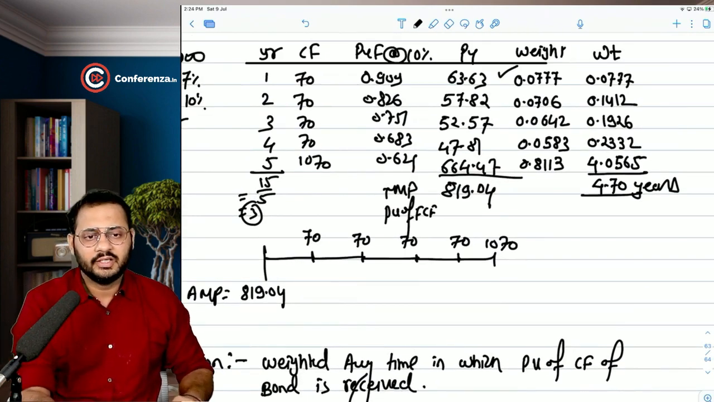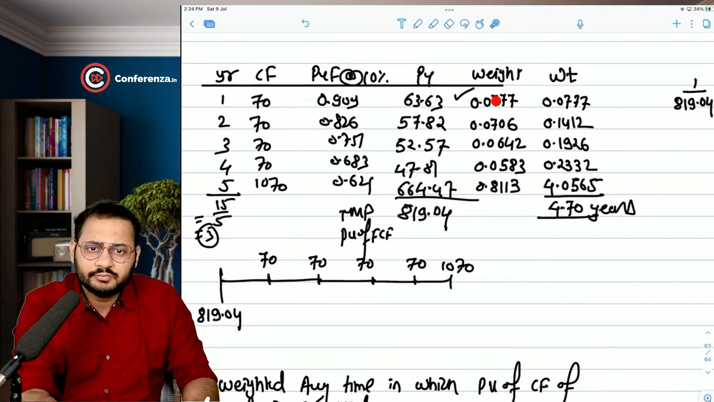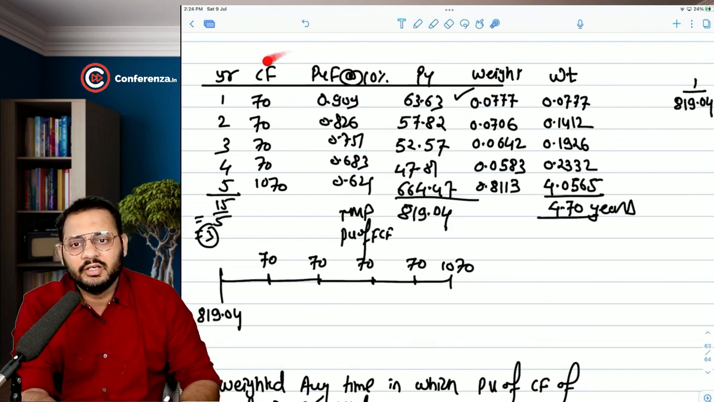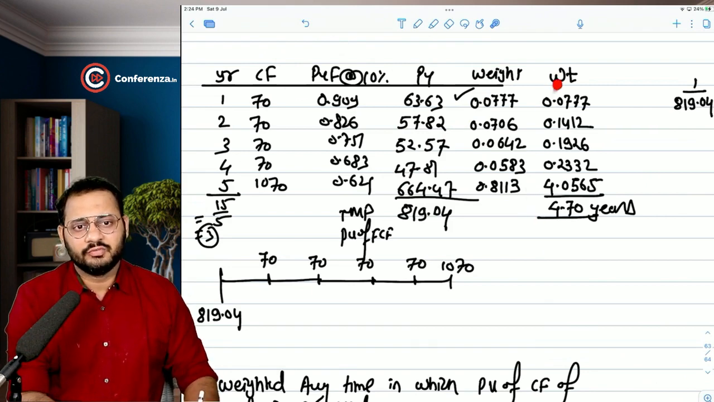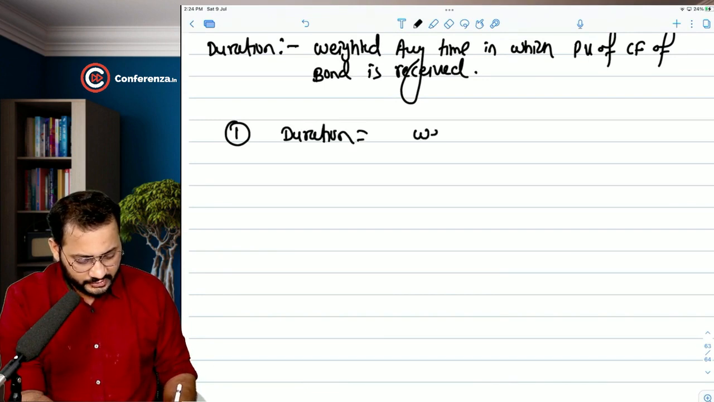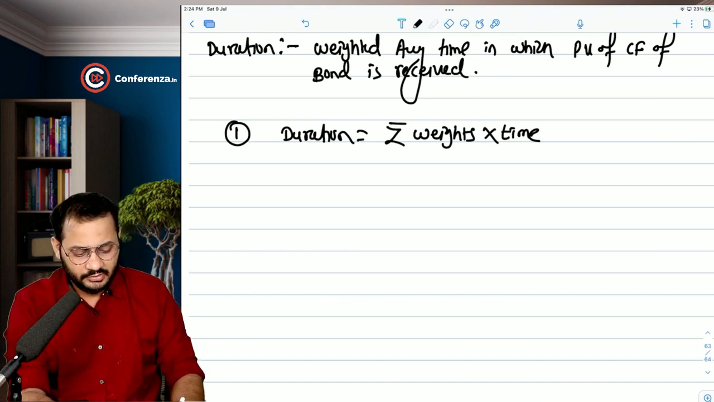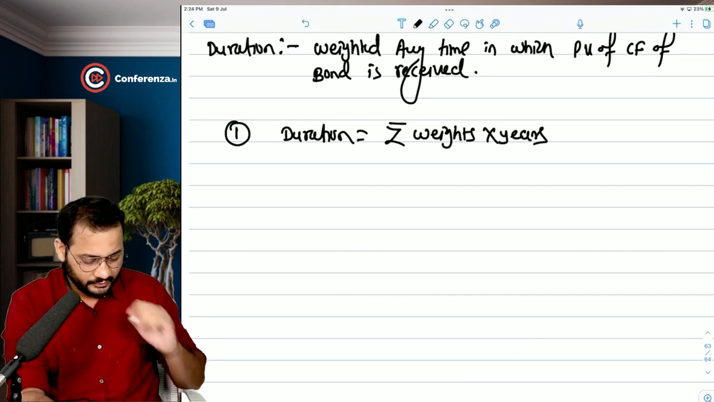So how did we do that? Can we create a formula for that? Yes sir, we can do that. First we calculated present value, then we calculated weights, and then we did weight into year, and at the end the summation of this weight into year. So the very first formula goes like this. Duration is equal to the summation of weights multiplied with time, or instead of time we can say years. If you do this, you will get the same answer.